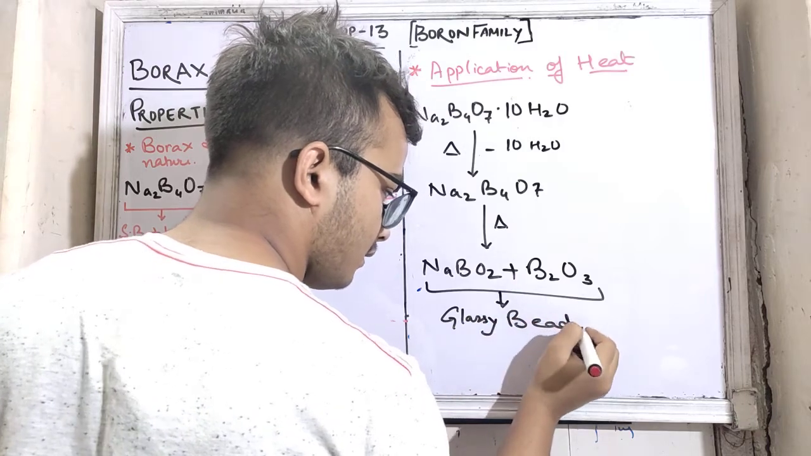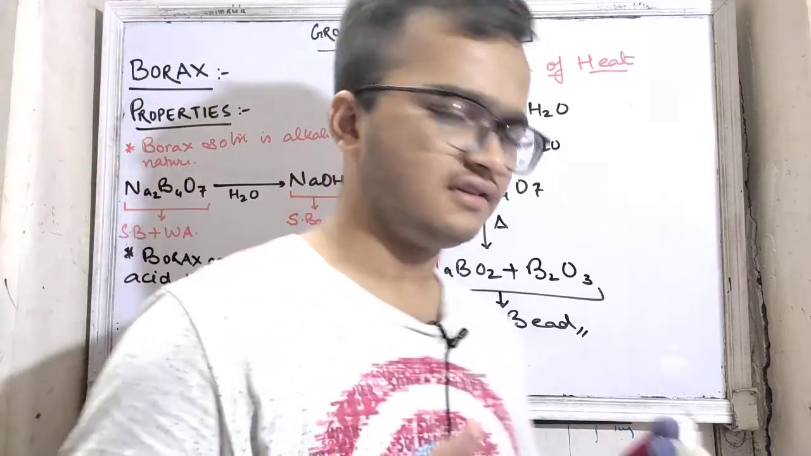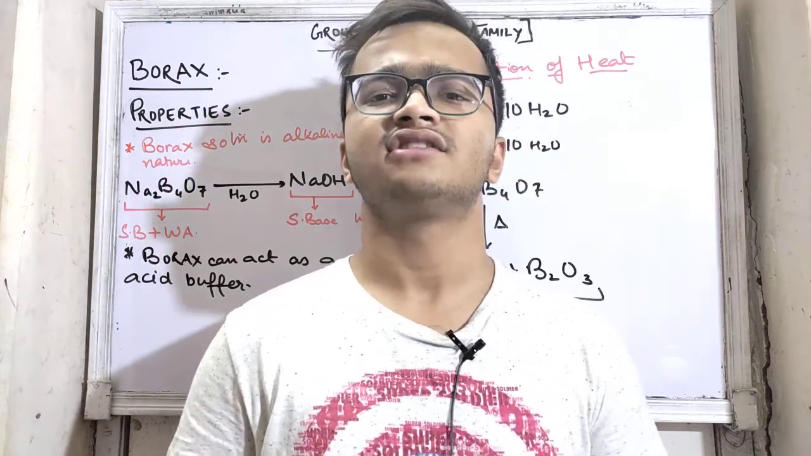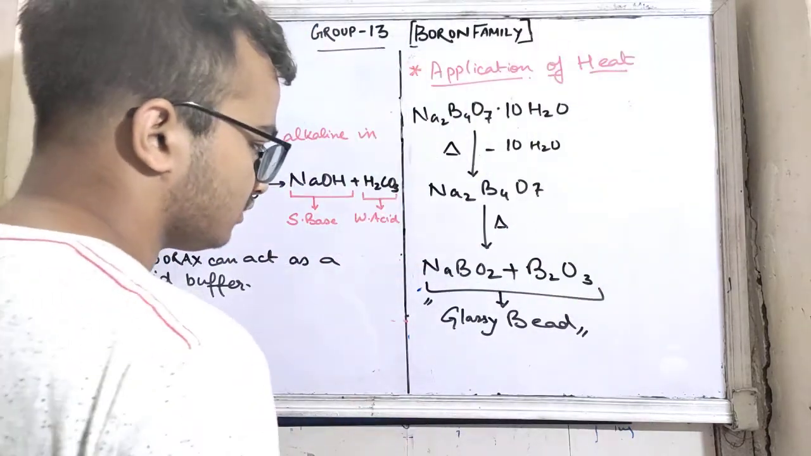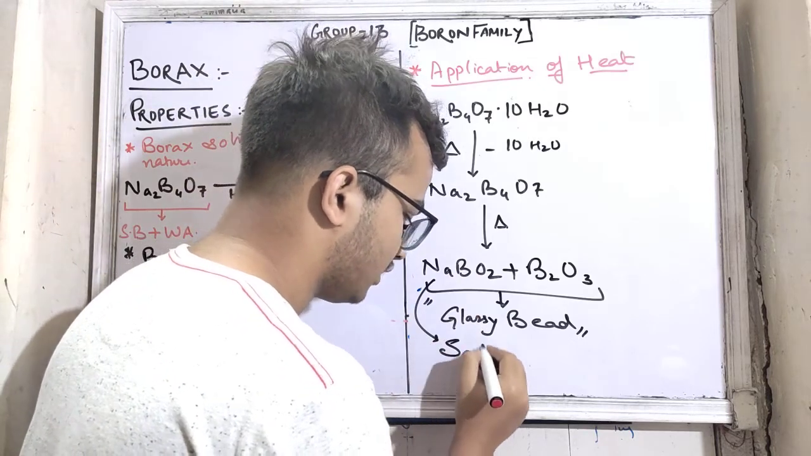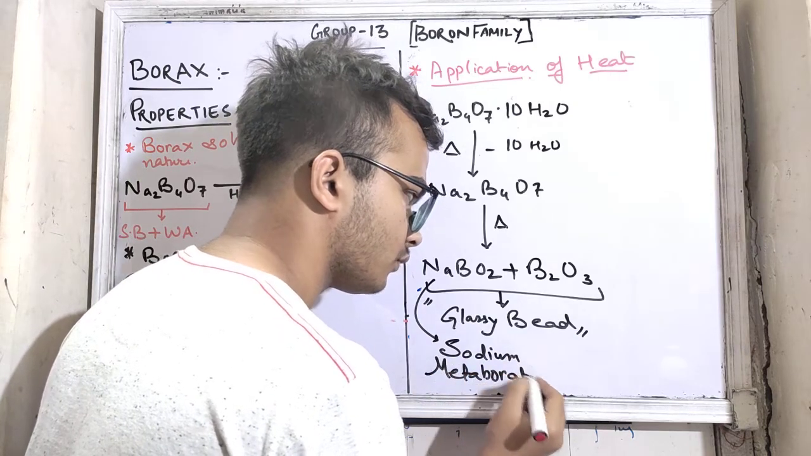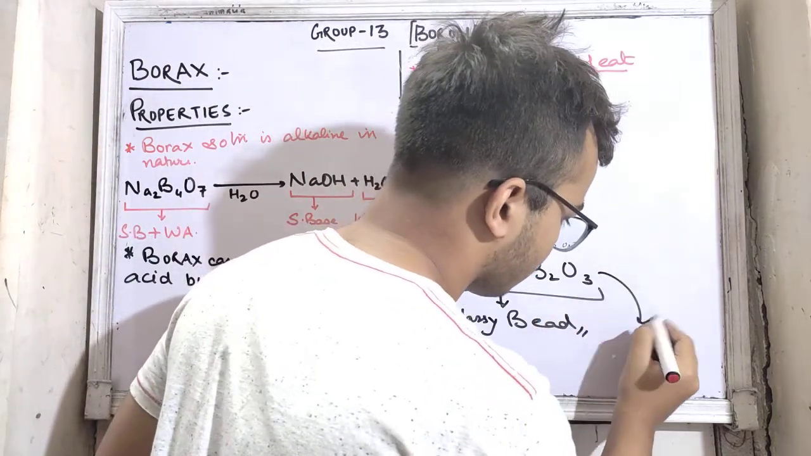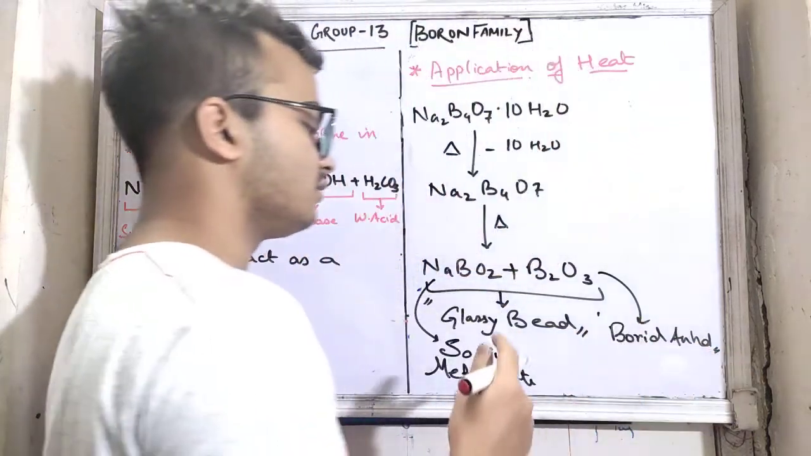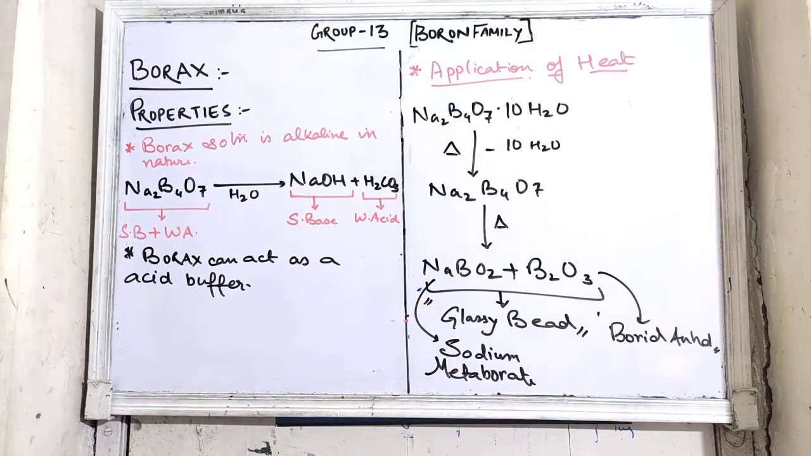This entire thing is called glassy bead. We will study this in the last part of this crash course series, where I will discuss the borax bead test, which is a method for identification of various compounds. So this is also called glassy bead. NaBO2 is sodium metaborate and B2O3 is boric anhydride. You can call it glassy bead or a mixture of sodium metaborate and boric anhydride. So you copy this. After this we will learn about the structure of borax.